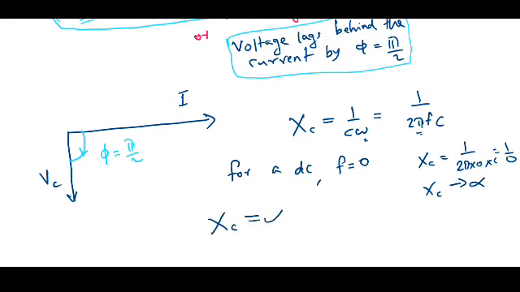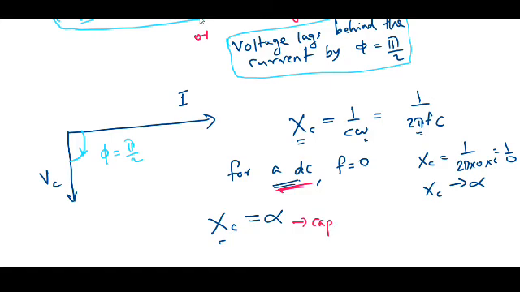Capacitive reactance tends to infinity, which means the resistance offered by the capacitor to the flow of DC is infinite. That is, the capacitor offers an infinite amount of resistance to the flow of direct current through it. Simply, we can say that the capacitor blocks the flow of DC.